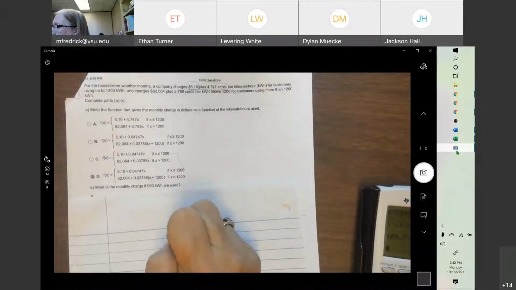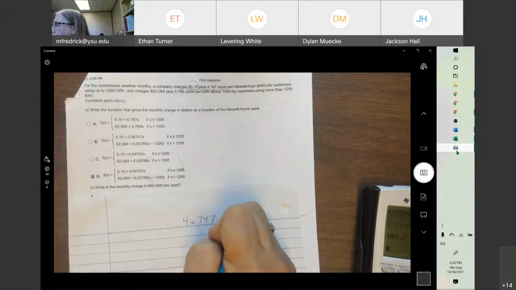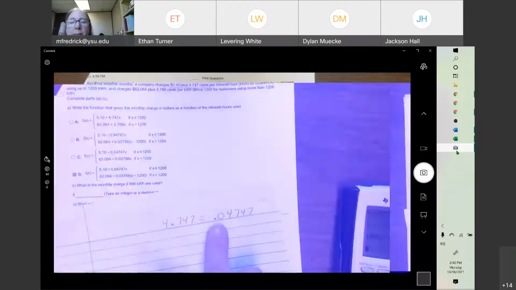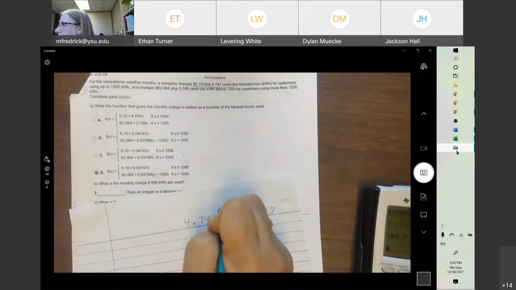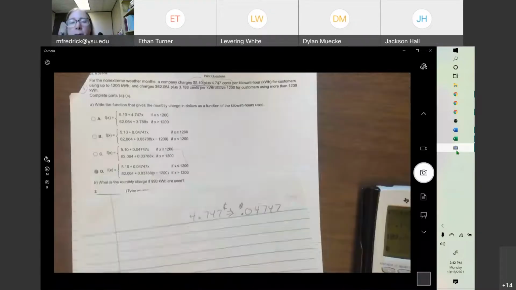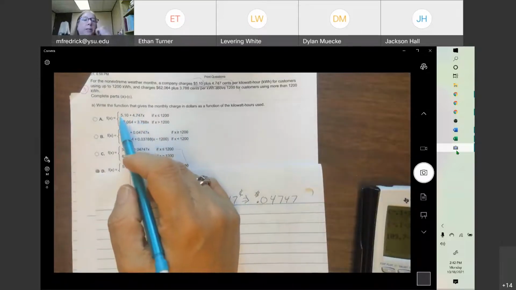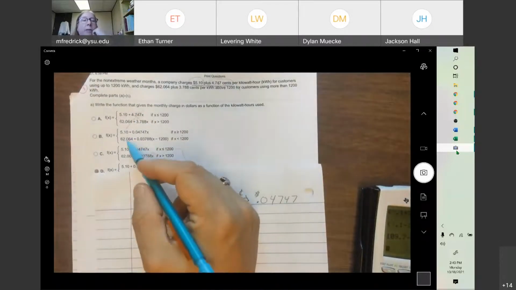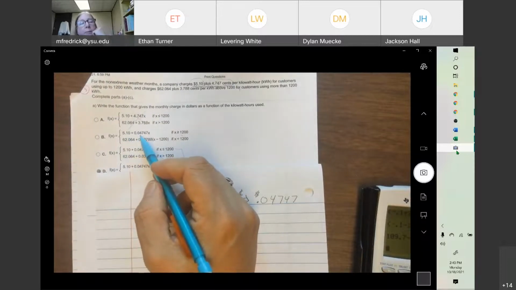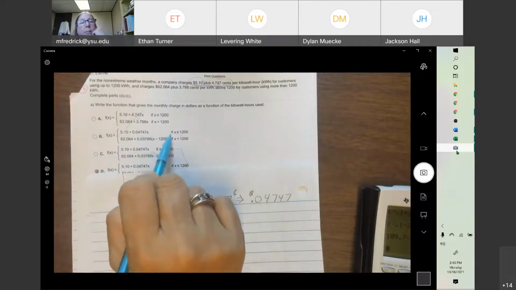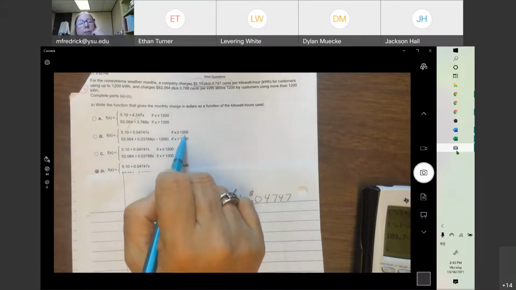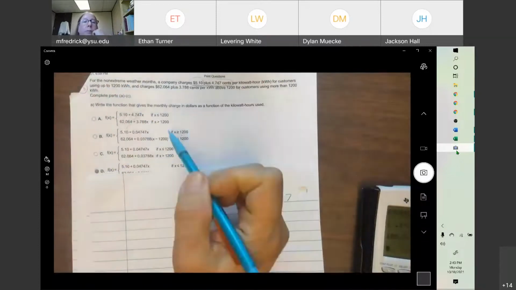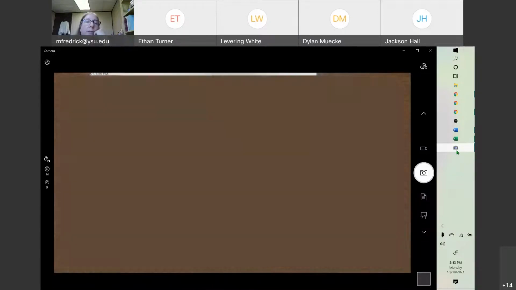So first of all, we know this first one, 5.10 plus, we need to make this into dollars. So 4.747 would be 0.04, because it's almost 5 cents. This would be 5 cents. So this is cents, and this is dollars. Which then means this first one's wrong because this is dollars and this is cents. So we know it's not this one. Go to the next one. 5.10 plus, they changed it, so that's correct. But notice it says x is greater than or equal to 1,200. But this said for customers using up to 1,200. So this part's wrong on this one. So then we go to the next one.